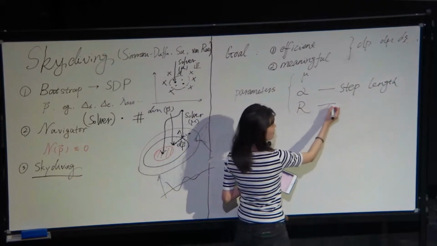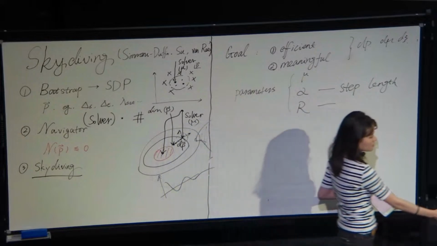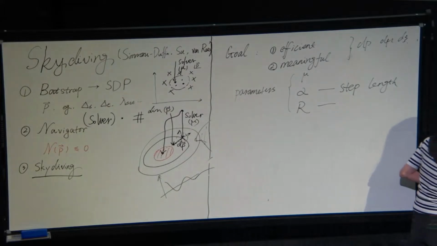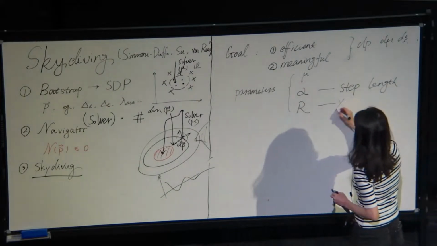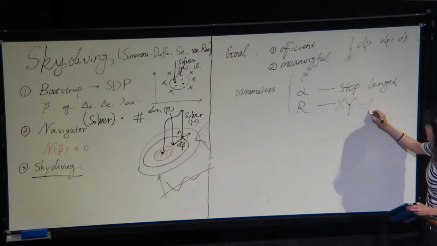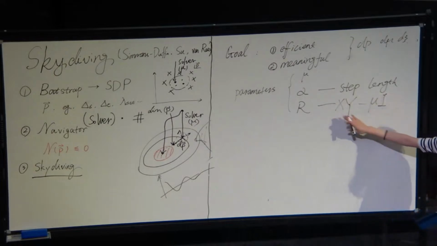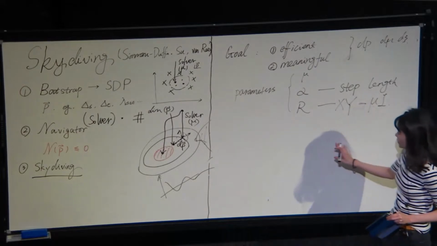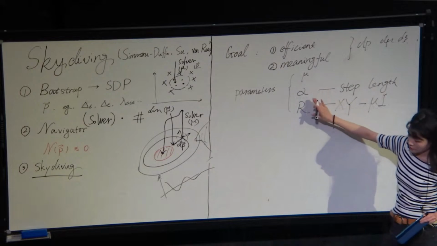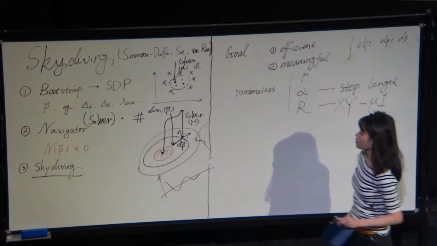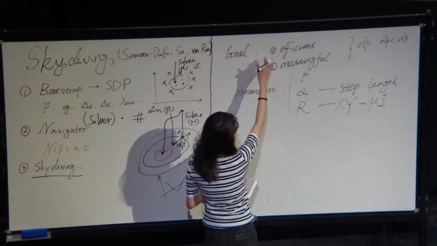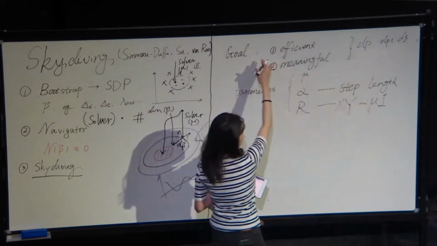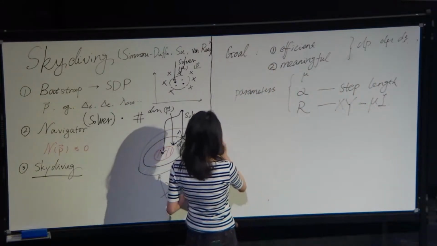And this R is an error term. This error is describing how good enough we are at solving these equations. So R is just the difference between X times Y, the product of X and Y, minus the identity matrix times mu. Okay, so those are the most important parameters we're going to use to measure how to change the states so that it's both efficient and meaningful.